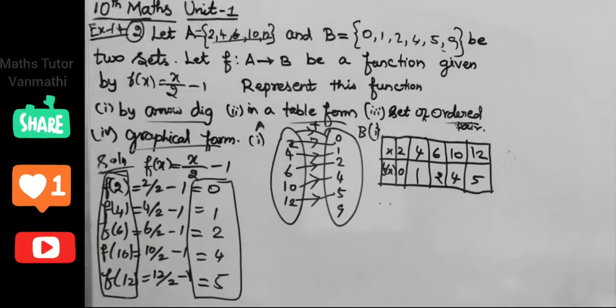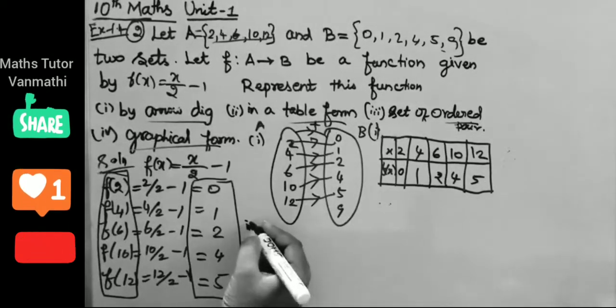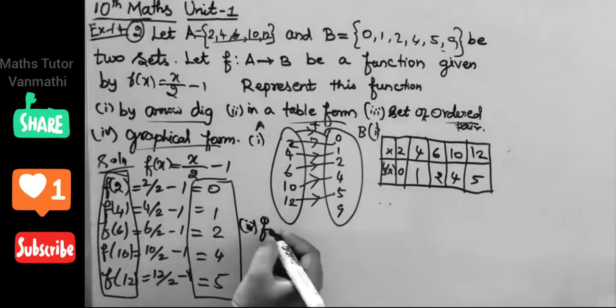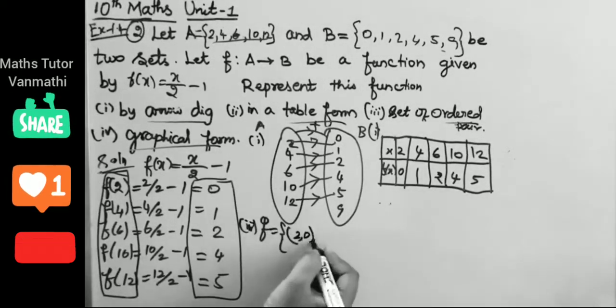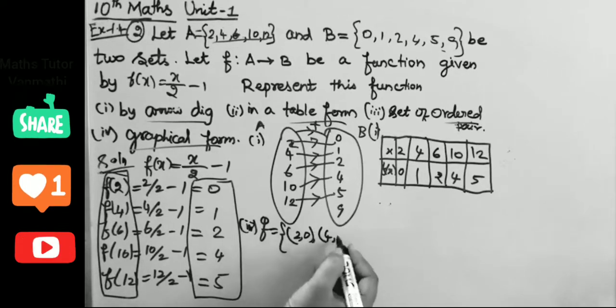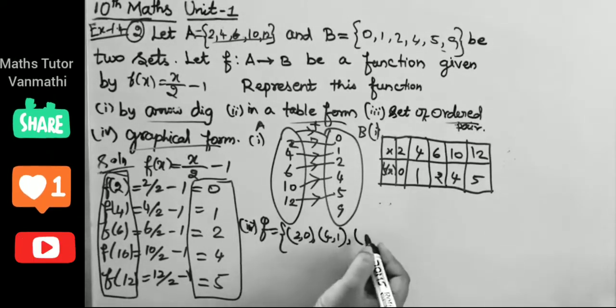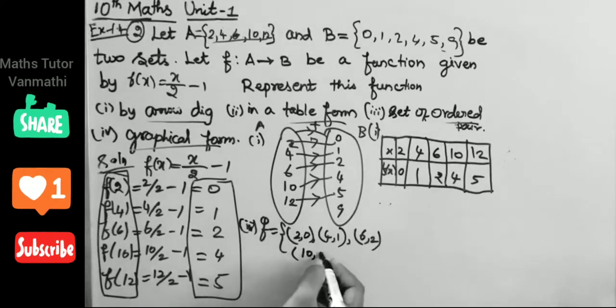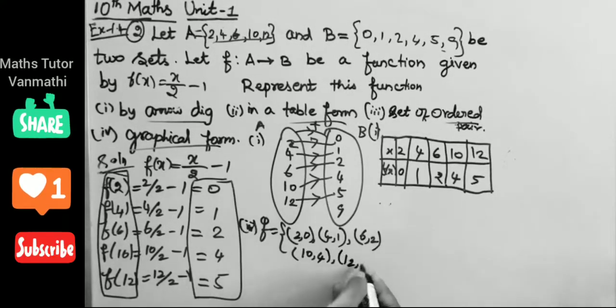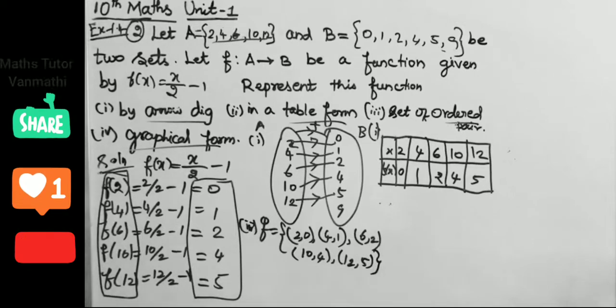Next, representation by ordered pairs. That is your third representation, ordered pairs. So f is equal to, writing in ordered pairs, (2, 0), (4, 1), (6, 2), (10, 4), (12, 5). This is the set of ordered pairs.